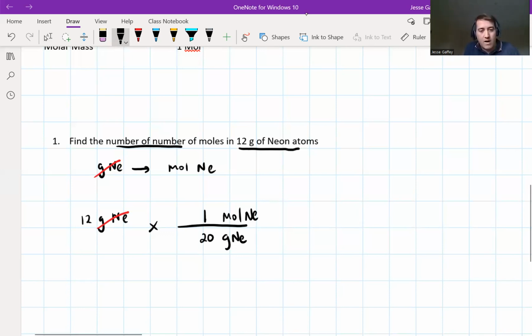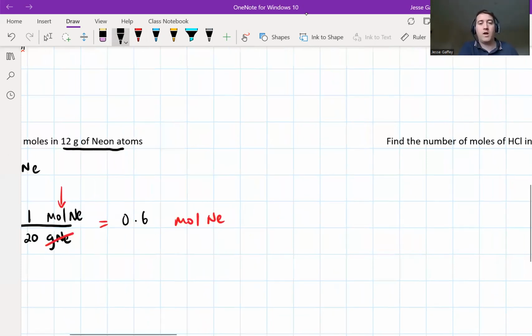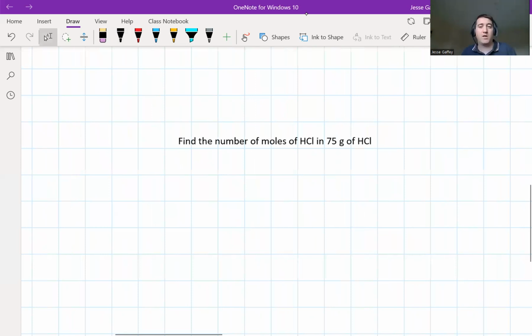So of course, my grams of neon here cancel with my grams of neon here, and that leaves me with moles of neon, which is what it asked me: find a number of moles. So whatever I get here is going to be a certain amount of moles of neon, and I know I'm going to have it right. All right, so pause the video and finish this calculation, please, now. Okay, so what you should have got there is 0.6 moles of neon. Okay, well done. If you got that right, let's move on to one where we do it together.